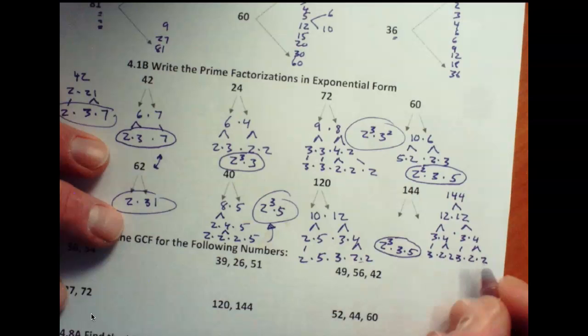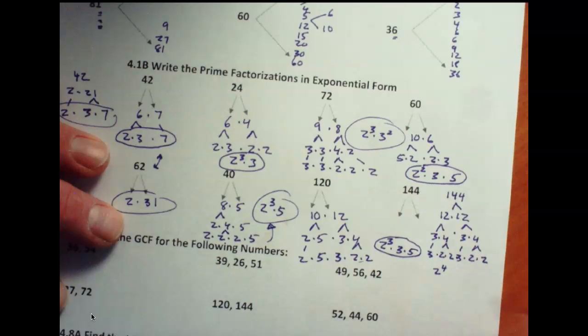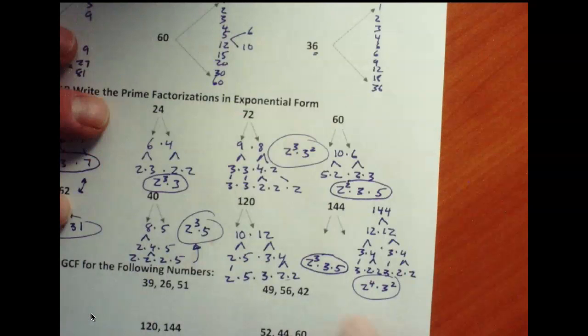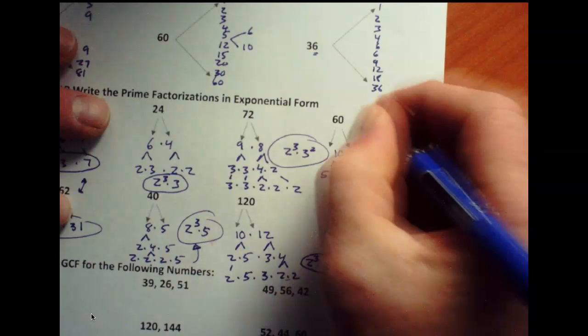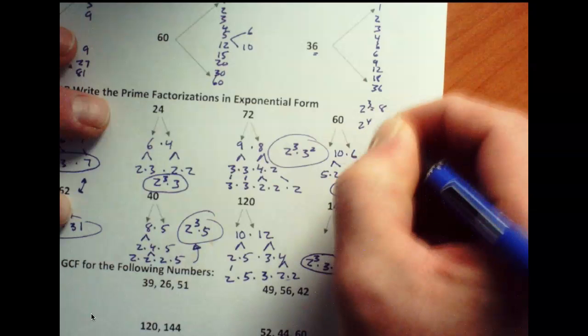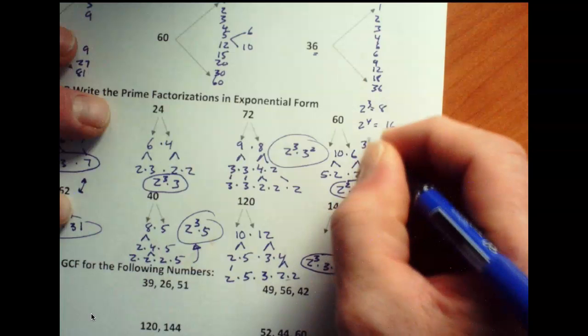So I've got 1, 2, 3, 4 2's. I have 2 to the power of 4, and this would be 3 times 3, which is 9, so that would be 3 squared. I'm kind of checking my work as I go here. My answer is 2 to the 4th times 3 squared. If 2 to the 3rd equals 8, then 2 to the 4th is going to be 8 times 2, so that's 16. And 3 squared equals 9.